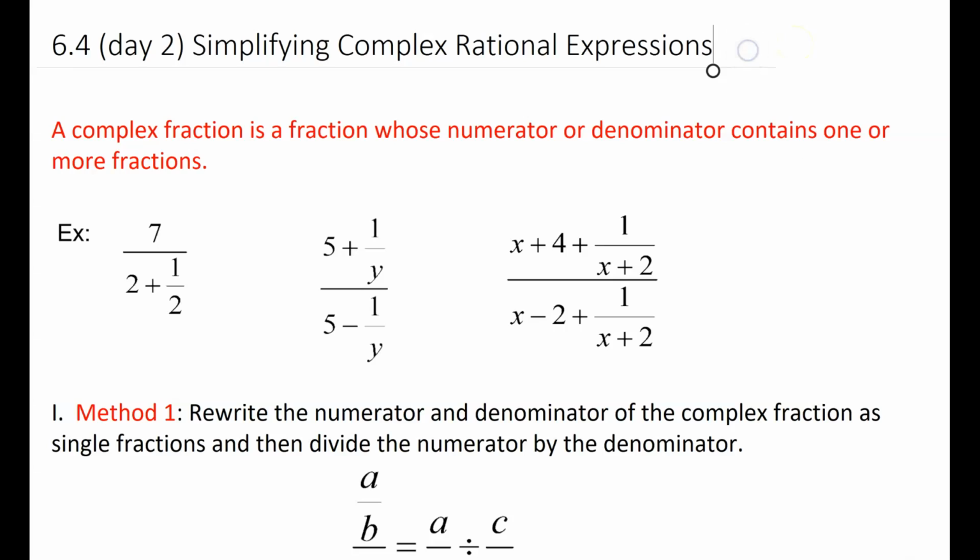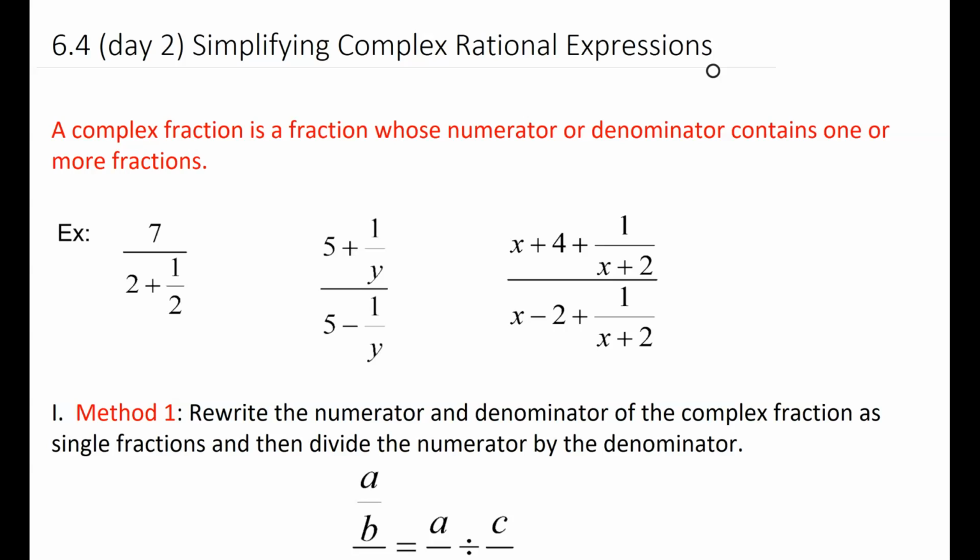Okay, so a complex rational expression is the same thing as a complex fraction. A complex fraction is when you've got a fraction within a fraction, right? So either your numerator has a fraction in it, or your denominator has a fraction in it, or both of them have fractions in it. So these first three are all examples of complex expressions.